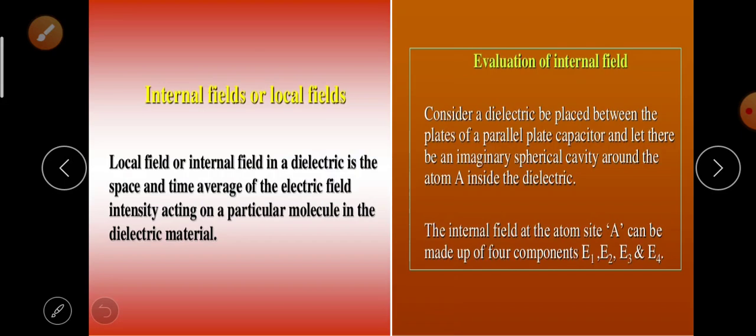Internal fields or local fields. Local fields or internal fields in dielectrics is the space and time average of the electric field intensity acting on a particular molecule in the dielectric material. Evolution of internal field. Consider a dielectric placed between the plates of a parallel plate capacitor and let there be an imaginary spherical cavity around the atom A inside the dielectric. The internal field at the atom site A can be made up of 4 components: E1, E2, E3 and E4.